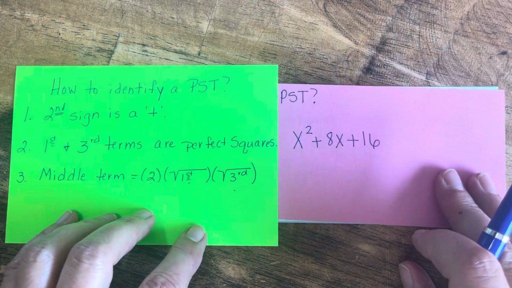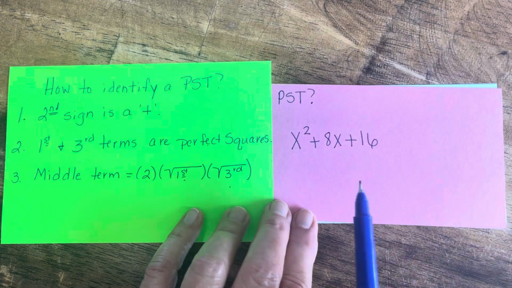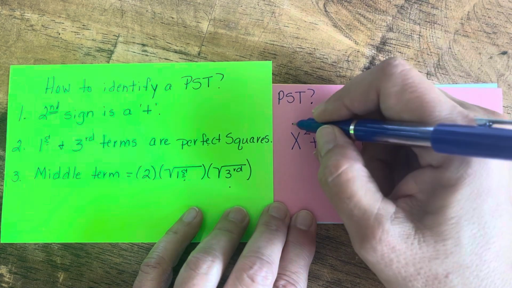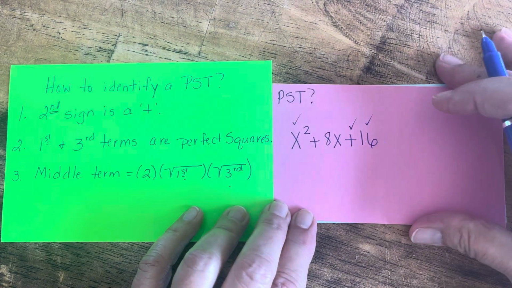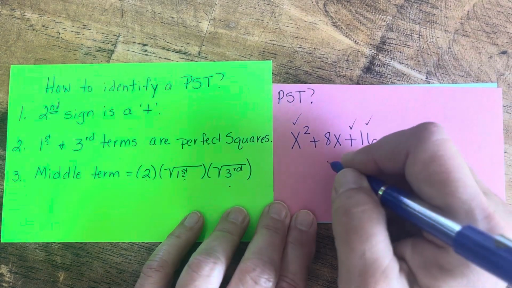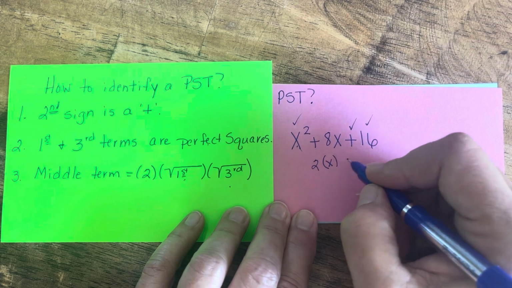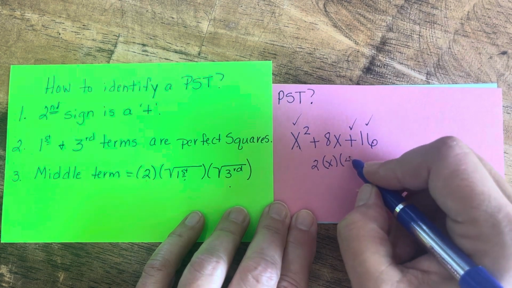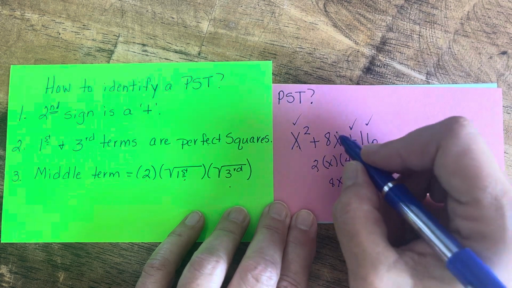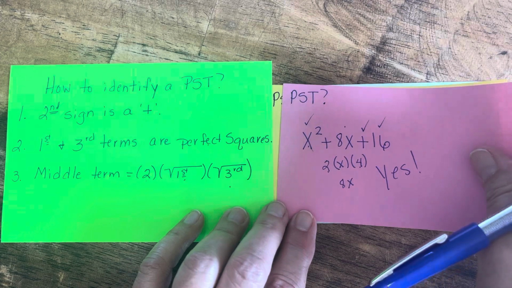So let's apply it. Is this a PST? Well, is the second sign a plus sign? Yes, it is. Are the first and third terms perfect squares? Yes, they are. Now let's check the middle term. It has to be equal to 2 times the square root of this, which is x, times the square root of that, which is 4. 2 times 4 is 8x. They match, so this is a big yes.